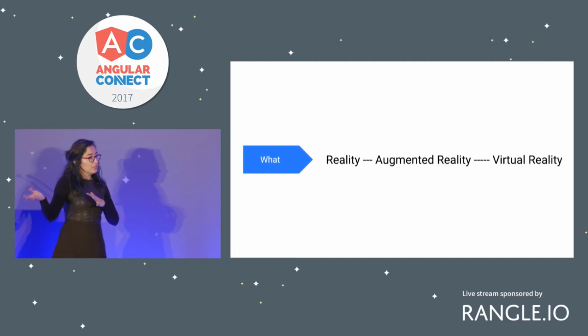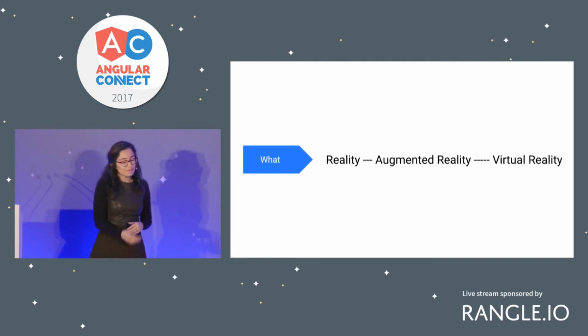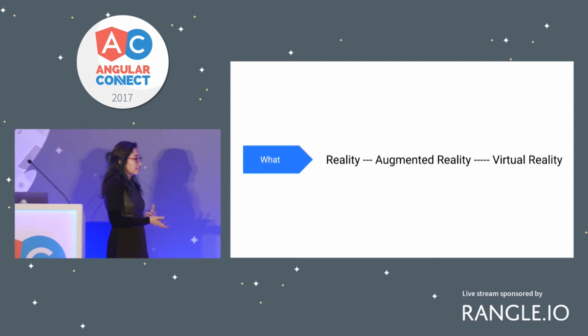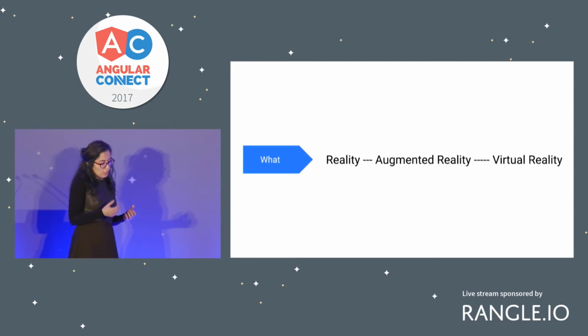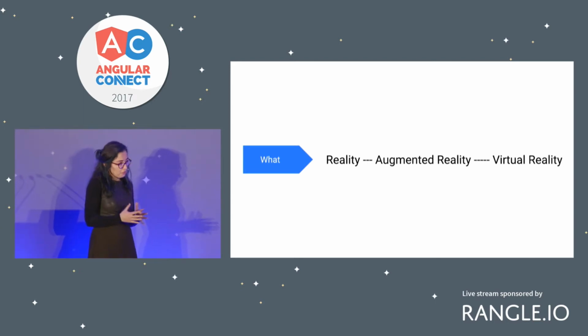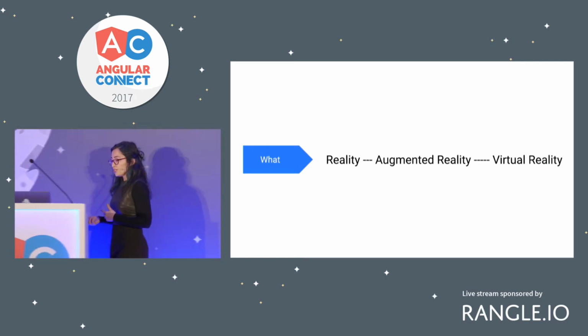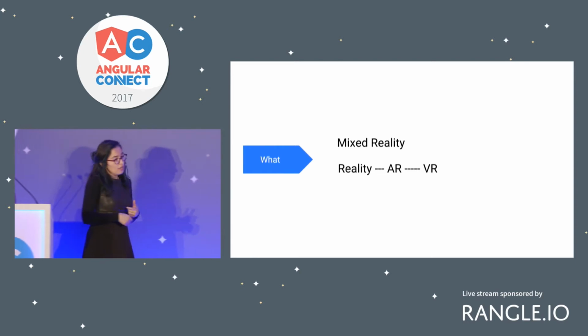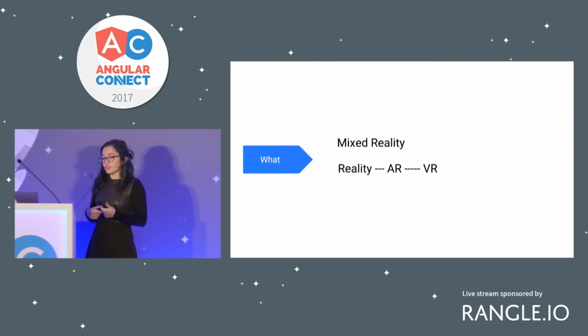And in between virtual reality and our own reality, there's augmented reality, which is a way of extending our reality with some 3D or any kind of information. I'm mentioning this because they're all together called mixed reality, and they're all using similar APIs.